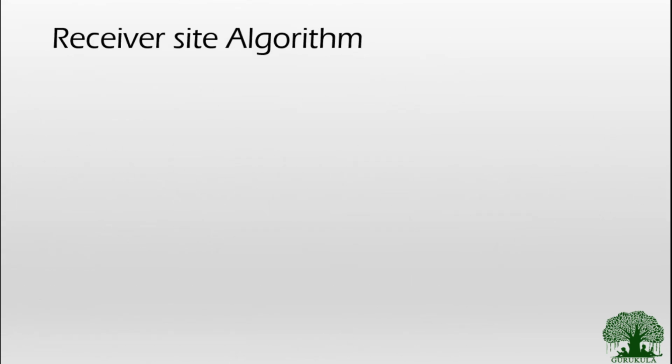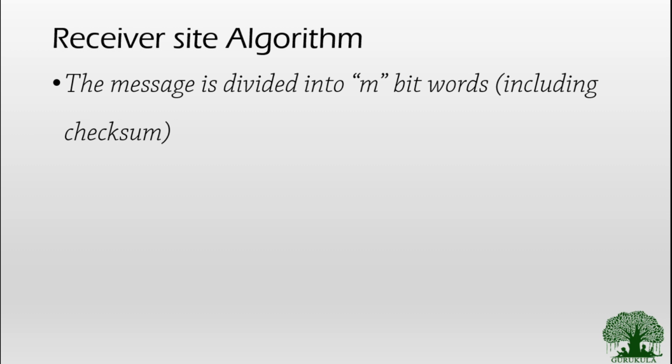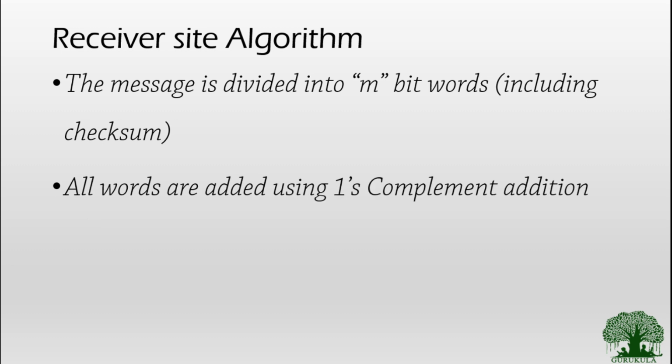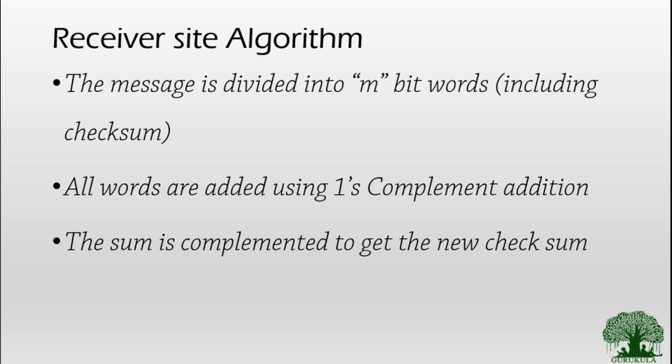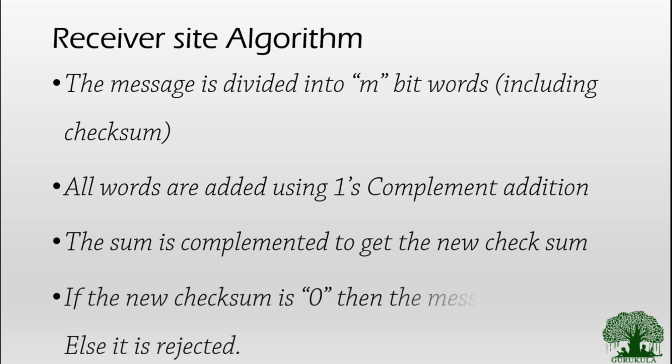And what happens in the receiver side algorithm? Whatever message has been received is divided into m bit words including the checksum. All the words are added using one's complement addition, and the sum is complemented to get the new checksum. If this new checksum is 0, then the message is accepted, otherwise it will be rejected.